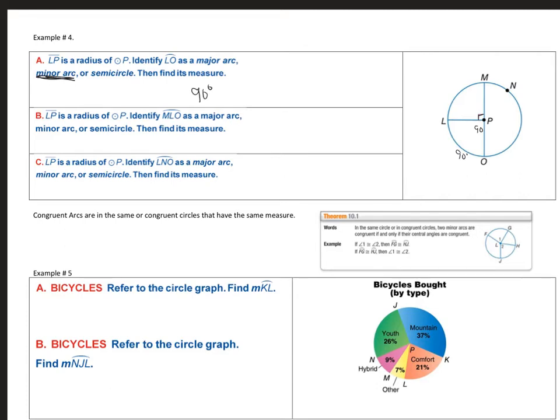LP is a radius. I need to find the measure of arc MLO. That is a semicircle. If I trace out from M to L to O, it is 180 degrees.